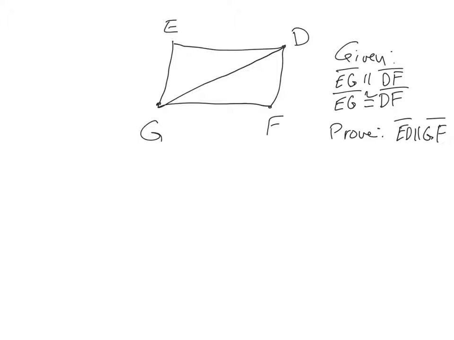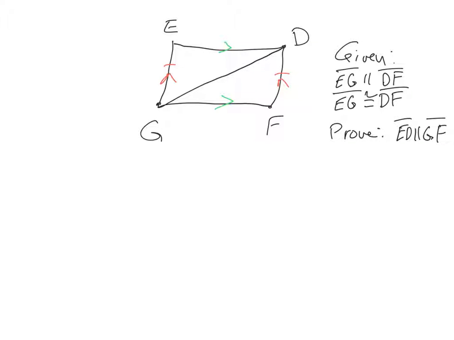Okay, here we have a proof. We're told that EG and DF are congruent. We're also told that they are parallel. We're asked to prove that ED is parallel to GF. So I'm just going to mark that in green so I know what I'm going to prove. I'm trying to prove this is parallel to this.